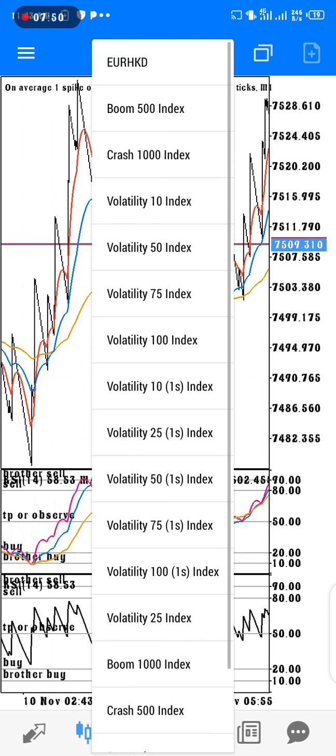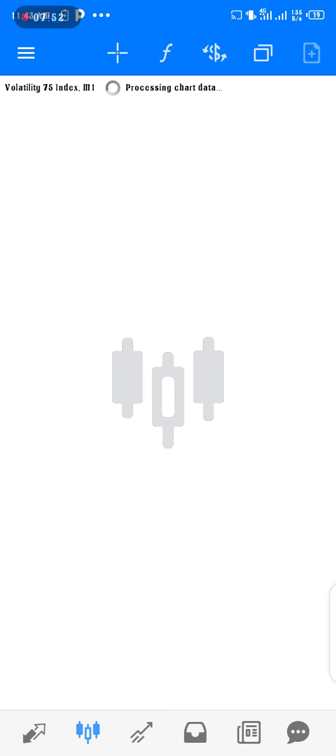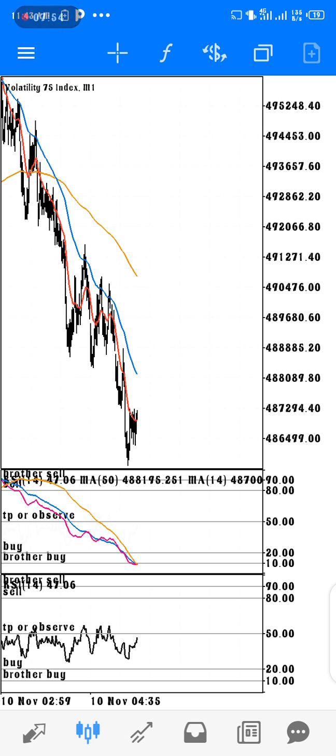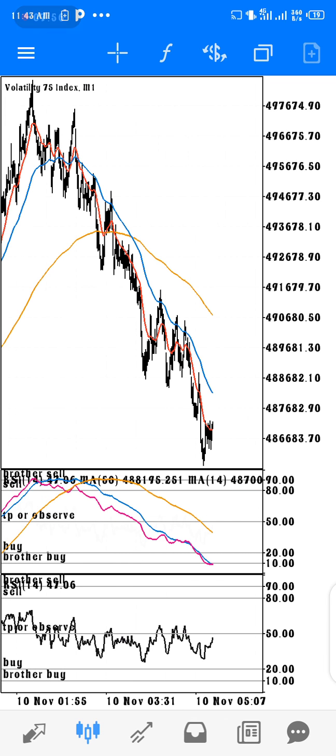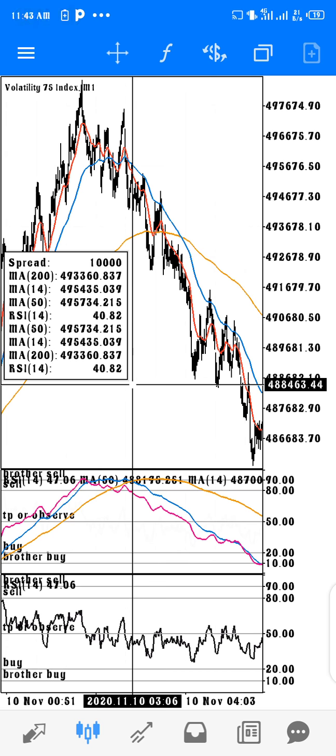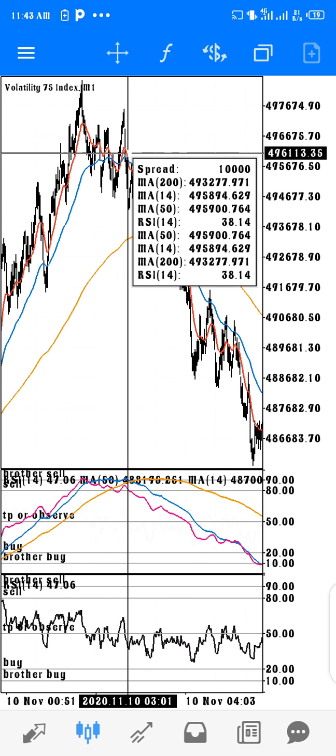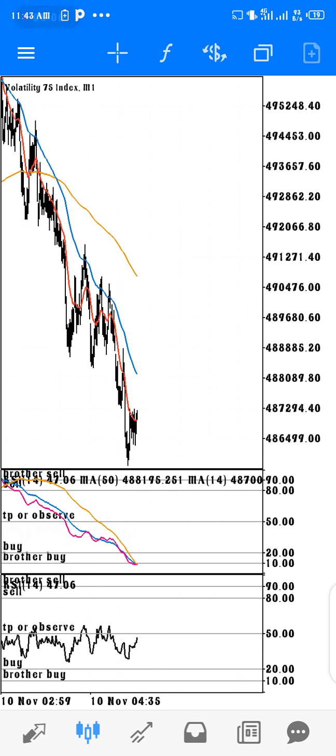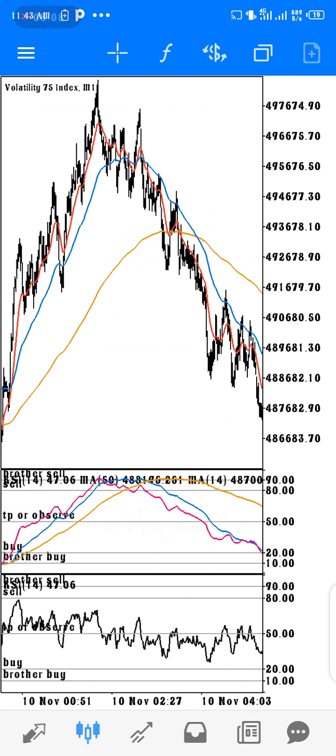VIX 75, VIX 50. Let's see VIX 75. You can see how powerful this strategy is. The crossover happened here. And we took it down to this place.